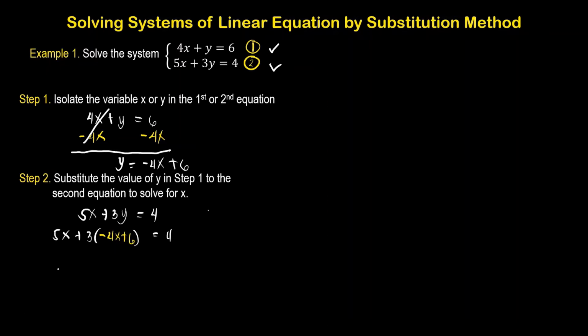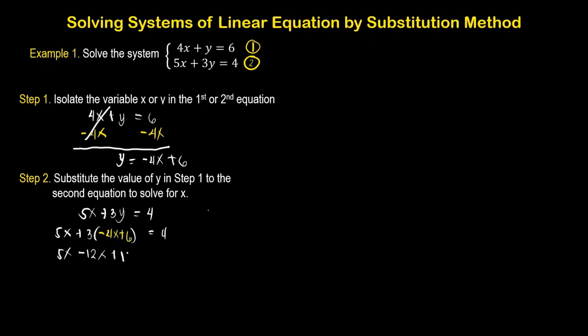So, ang gagawin lang natin dito is i-simplify natin to. So, that means we have here 5x. Then, of course, i-distribute natin to. So, 3 times negative 4x, this is equal to negative 12x. Then, we also have 3 times 6. So, this is equal to positive 18, then equal to 4. So, dito, ang gagawin natin is we combine the common term. So, we have here 5x minus 12x is equal to negative 7x plus 18 is equal to 4.